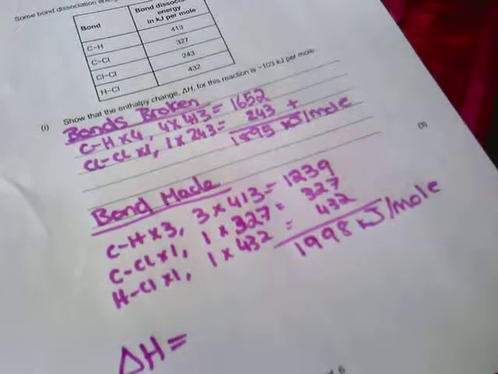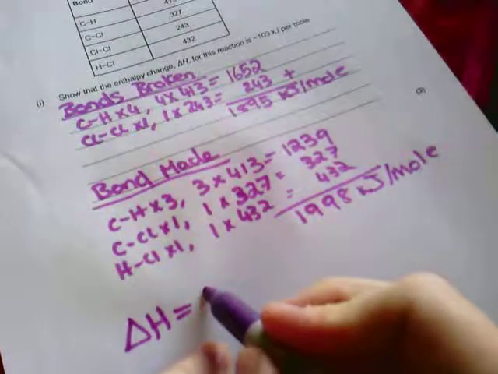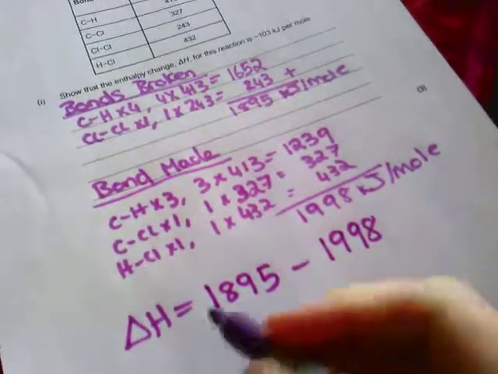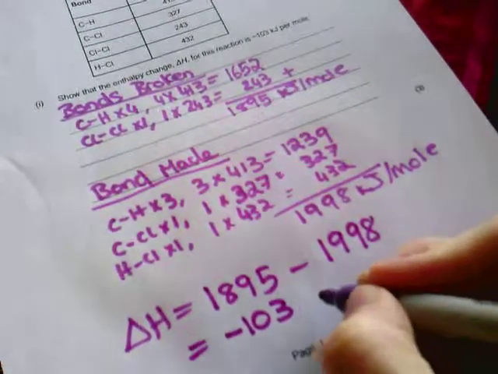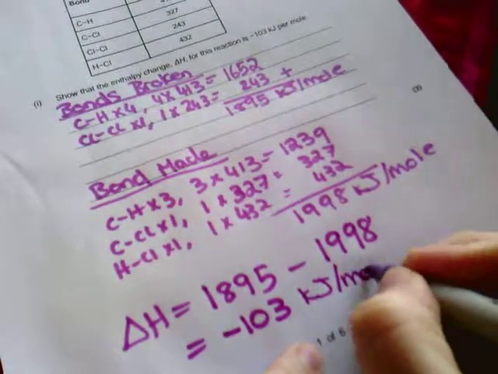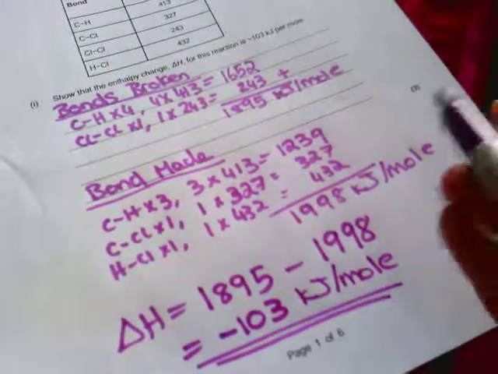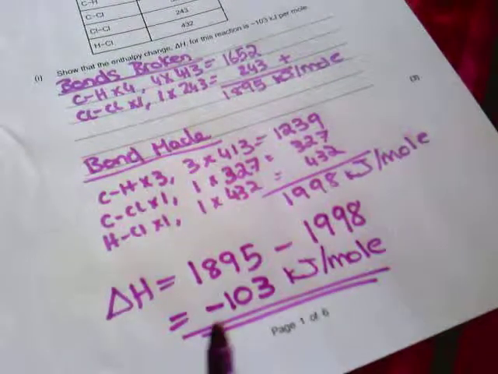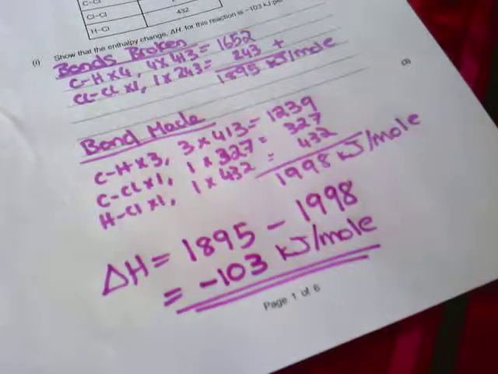So we are going to have 1895 minus 1998, which gives us minus 103 kilojoules per mole. And that matches our answer up there. Other information we can say, because it's a negative delta H, we can say this is an exothermic reaction, and sometimes they ask you that in a follow-on question. Right, so that's question 1. I'm going to pause the video here and I'll see you in the next video.